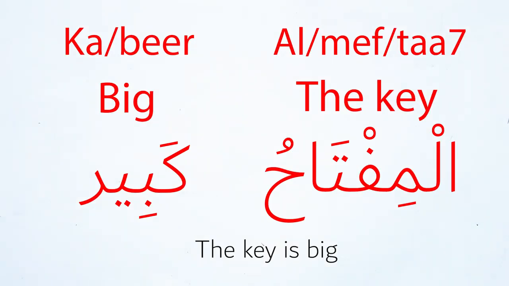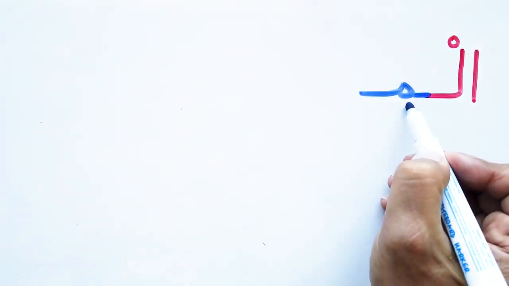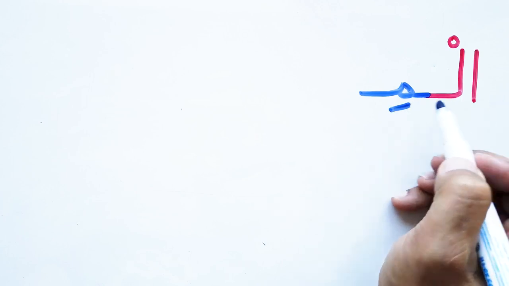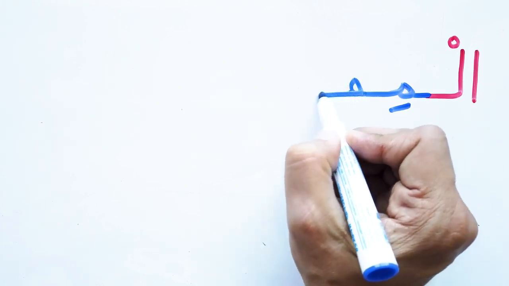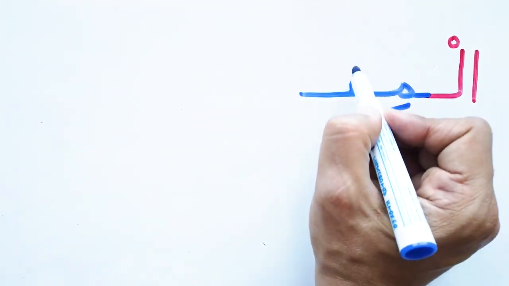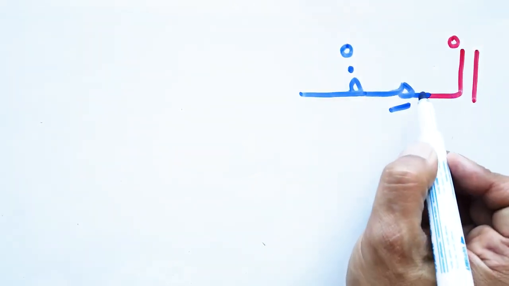المفتاح كبير. المفتاح كبير. Sound of Aleph. And I pause here. I must add sukun. Me. The sound of M. And I have the sound of E. So I must add kasra. المف. The sound of F here. The sound of F. But I pause on the F, so I have to add another sukun. So I say المف.